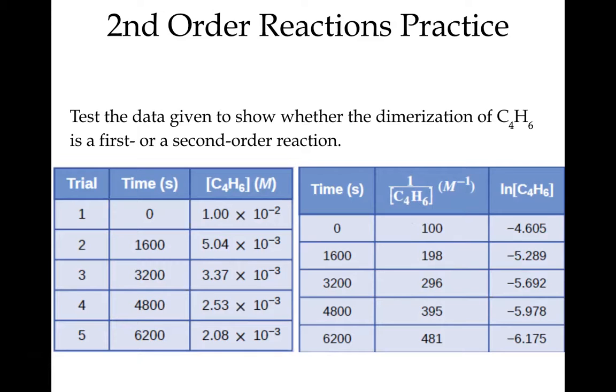So what you can do is pause it here. You don't have to do any Excel stuff. We're going to be doing that for the ICA with this. Just write it out roughly. You can do your y-axis as this concentration, and then your x-axis as time, and then do the same for the natural log, and see which one looks like a straight line.